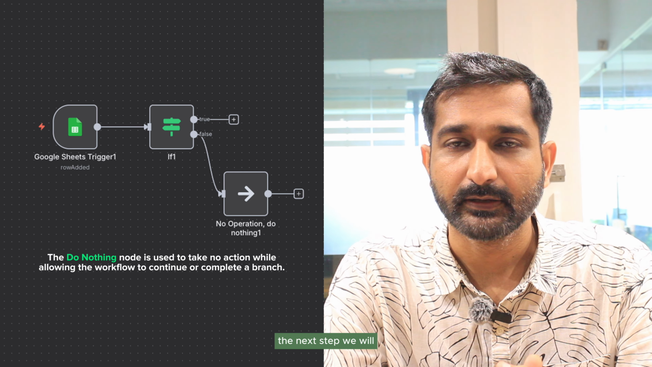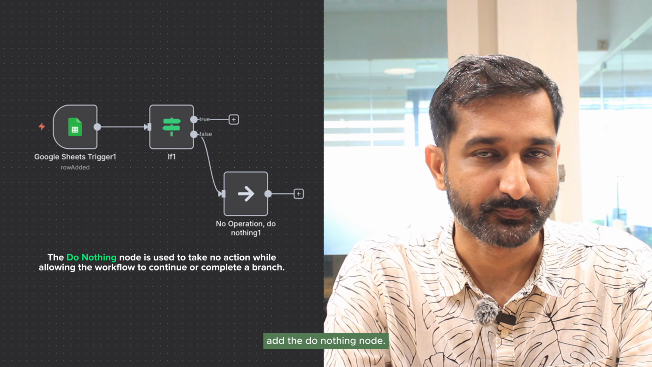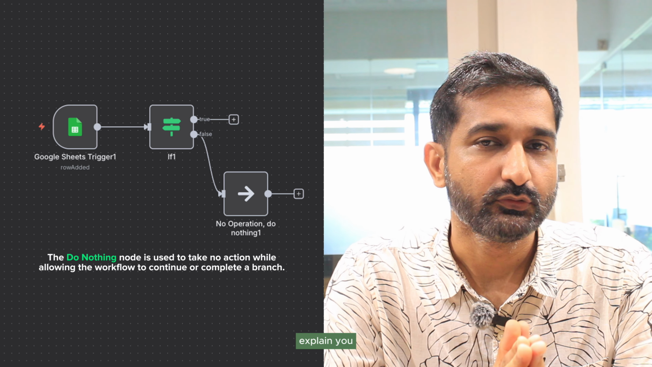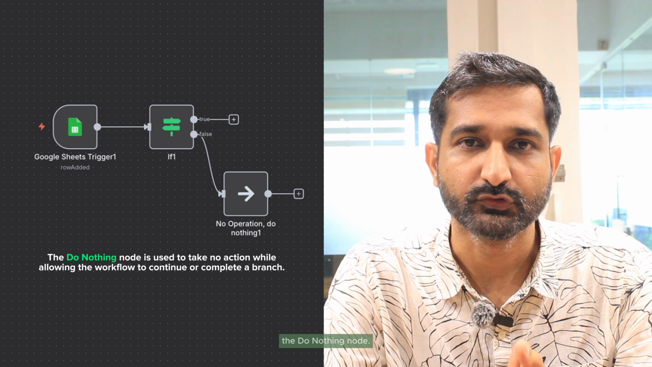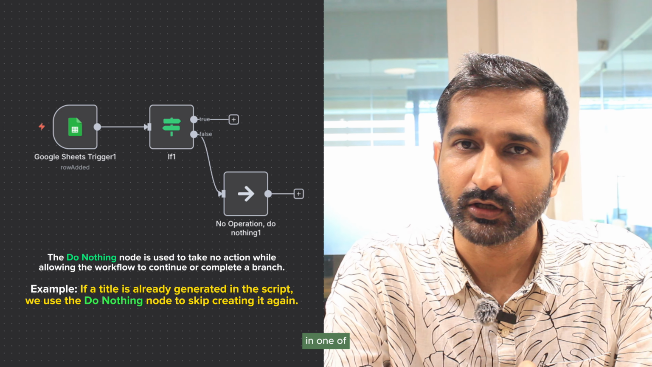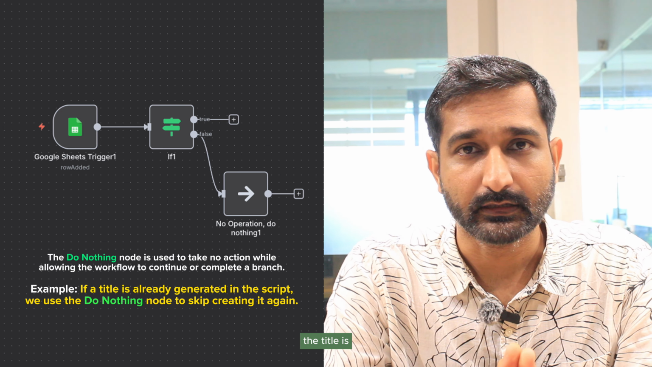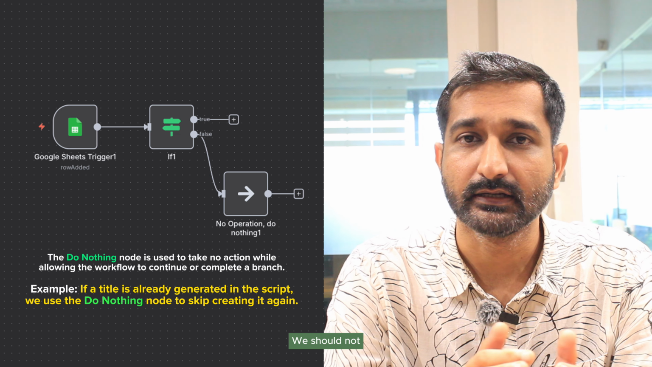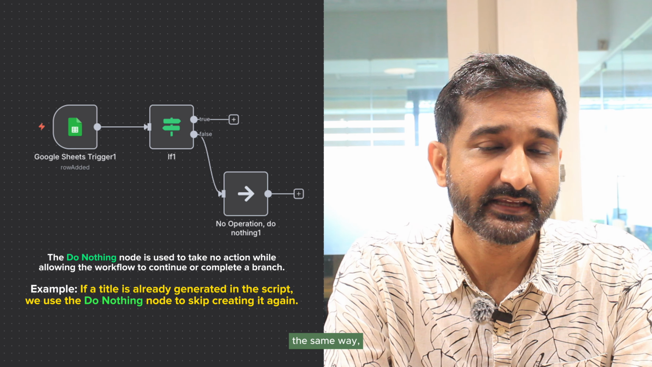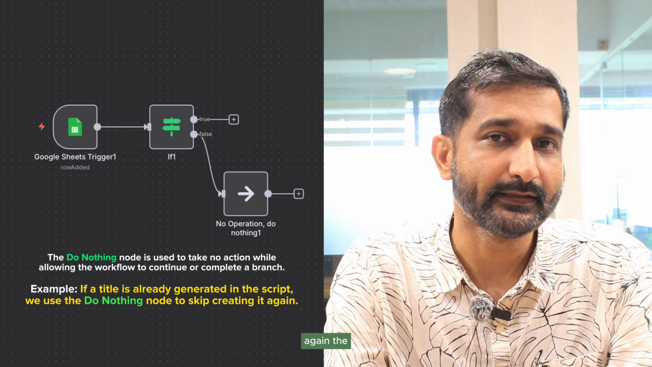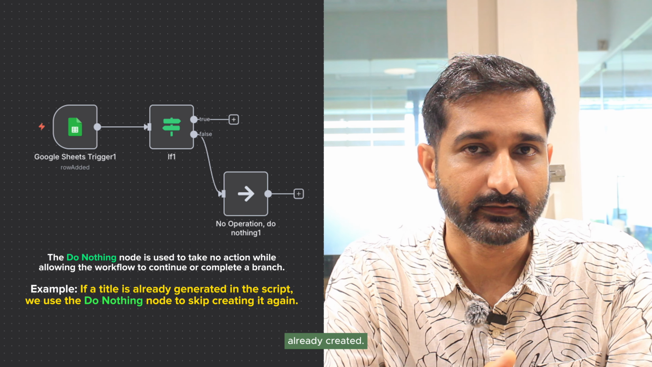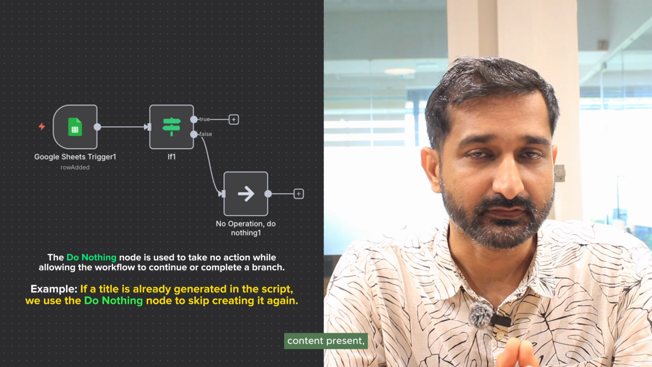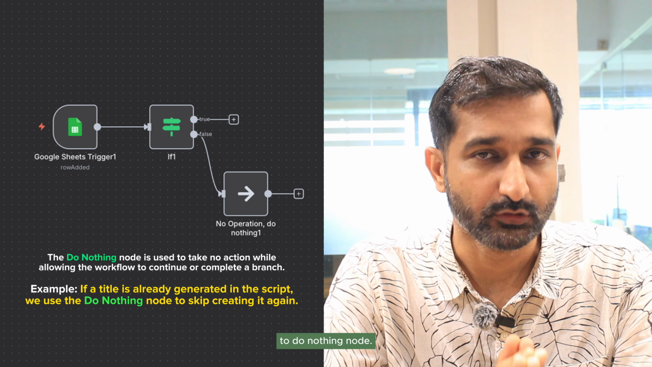Now the next step, we will add the Do Nothing node. Let me explain with an example why we should use the Do Nothing node. Let's say in one of our scripts, the title is already generated. We should not repeat it. In the same way, we should not create again the content which is already created. So whenever there is content present, we'll just pass it to the Do Nothing node.